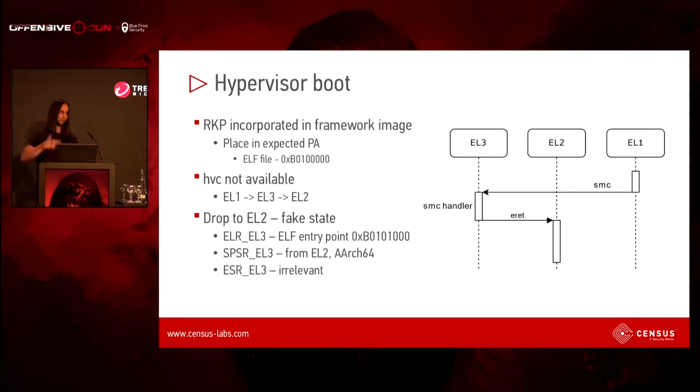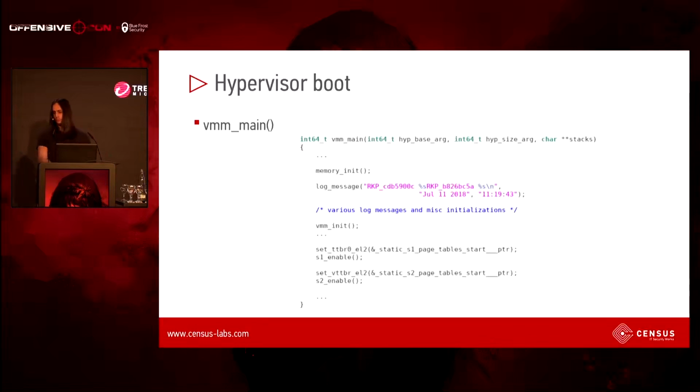So what we do is we go to EL3 and drop to EL2 in a similar fashion as we did for EL1. To define the fake exception, we have the exception link register, and we set there the ELF entry point, which is also available to us via the ELF header. In the saved process status register, we specify 64-bit EL2 state, and as before, ESR is irrelevant. So performing the ERET instruction, we are now executing the entry point for RKP in EL2.